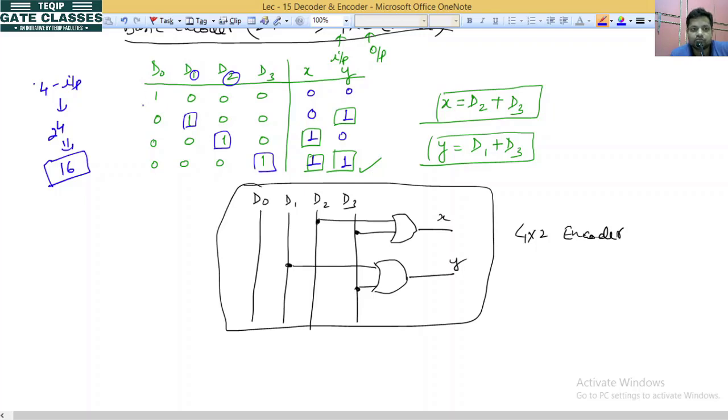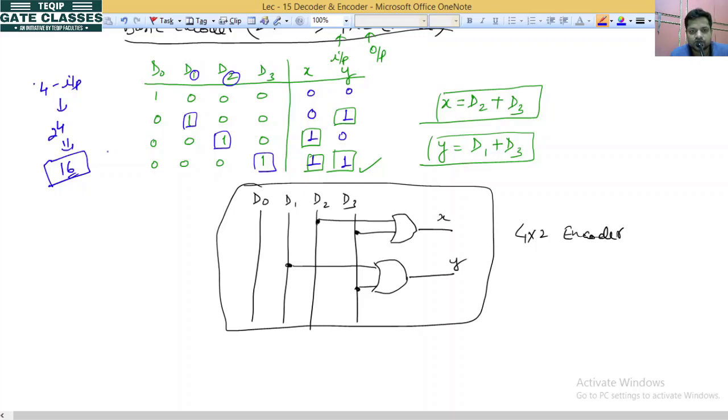So you have to utilize all these inputs. We will do this so that we have the minimum number of inputs wasted. Okay na? So this is the first drawback of this basic encoder.